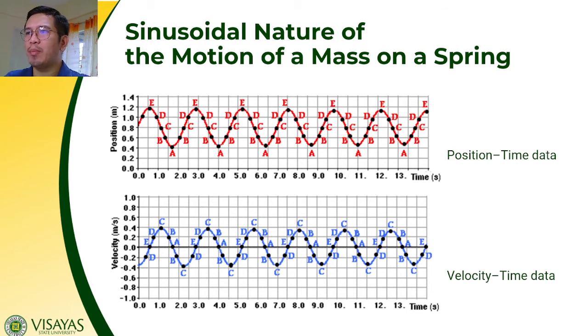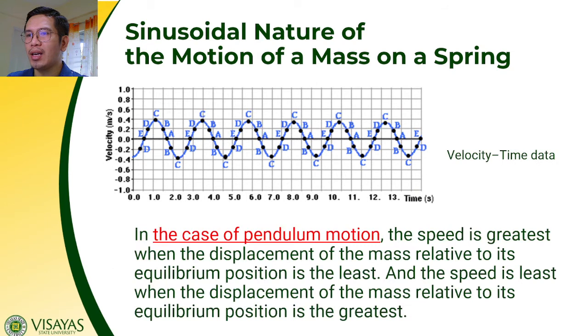Also observe in the plot that the absolute value of the velocity is greatest at position C. This corresponds to the equilibrium position. The velocity of any moving object, whether vibrating or not, is the speed with a direction.